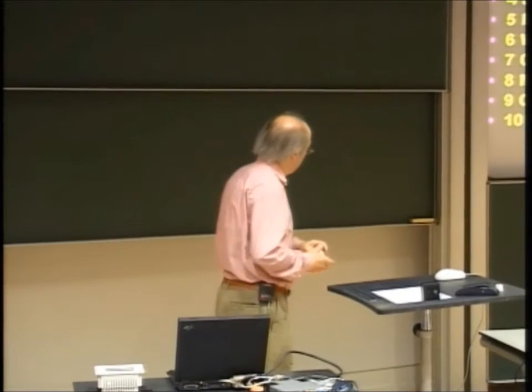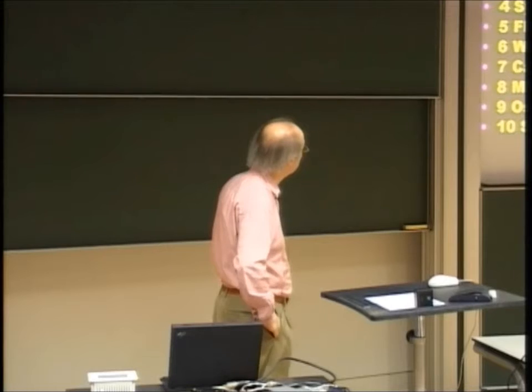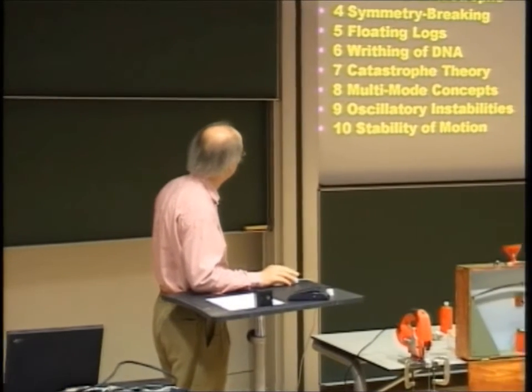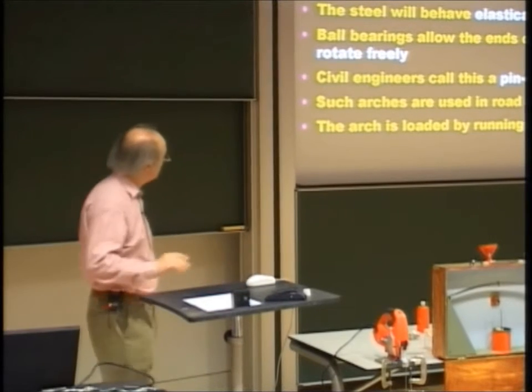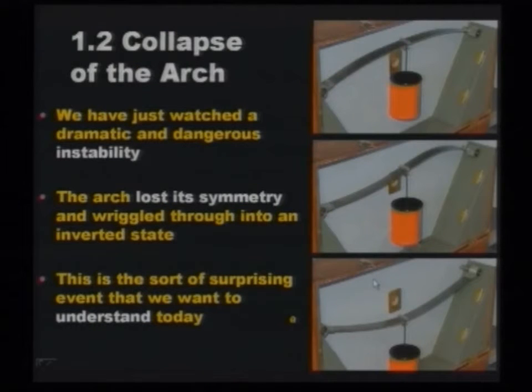And then I'm going to look at some oscillatory instabilities, rather like the Tacoma Bridge that we've been looking at, and then some problems in the stability of motion. Okay. This is just a summary of what we've seen: an experiment on an arch, introduction to buckling. This is what civil engineers would call a pin-ended elastic arch. As we saw, it starts off symmetric, it ends symmetrically, but has to pass through this non-symmetric position halfway through.